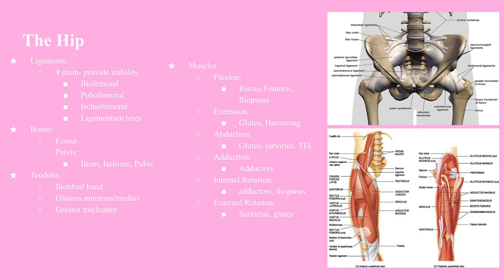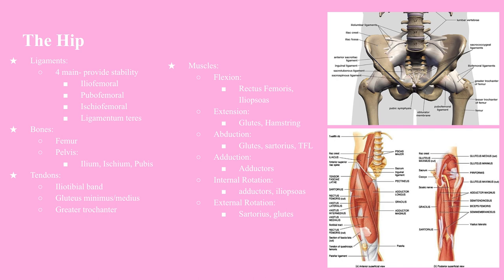The hip itself is made up of four main ligaments to provide stability: the iliofemoral, the pubiofemoral, the ischiofemoral, the ligamentum teres. Some bones are the femur, the pelvis, including the ilium, ischium, and pubis bones. The tendons that are most notable are the iliotibial band, gluteus minimus and maximus, or medius, greater trochanter.